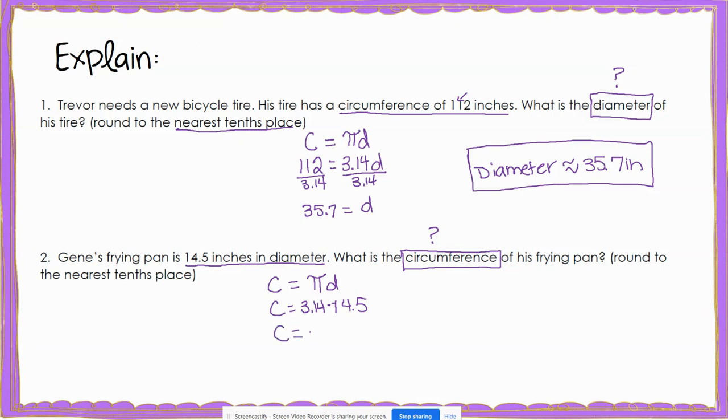When we do that, we get 45.53. Now, normally that would be a perfectly acceptable answer, except that this problem specifically asks us to round to the nearest tenths place. If we round this to the nearest tenths place, then it's going to be approximately 45.5. And of course, this is measured in inches. So the circumference of this frying pan is approximately 45.5 inches.